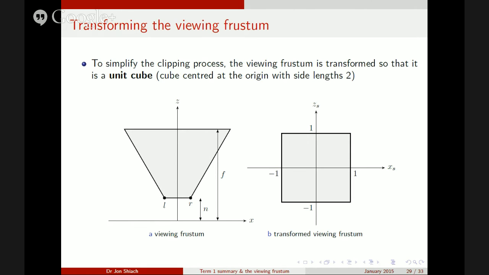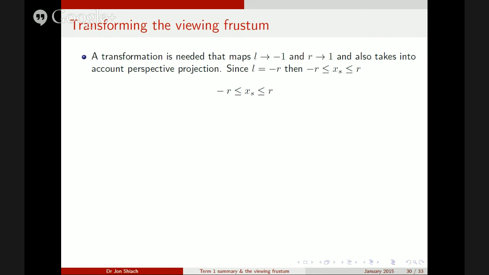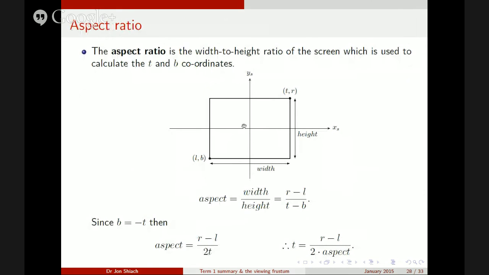To do that is quite simple. We need a transformation in the horizontal direction, something that maps our left coordinate to -1 and our right-hand coordinate to 1. So we want a mapping. L is simply minus whatever the right coordinate is, because, if I go back a couple of slides, the center of our screen is at the origin. So this right coordinate is simply minus whatever the L coordinate is, and vice versa.